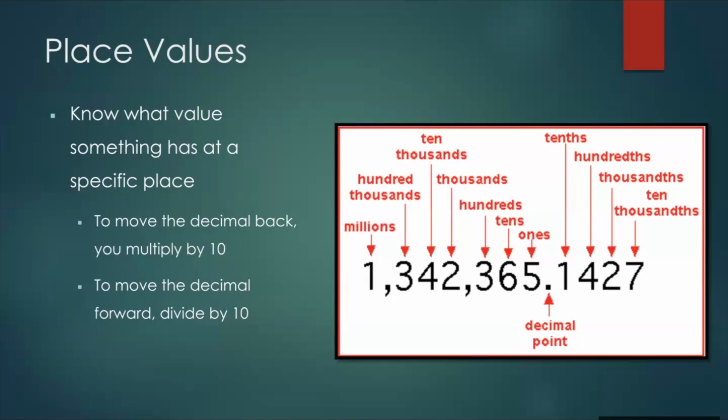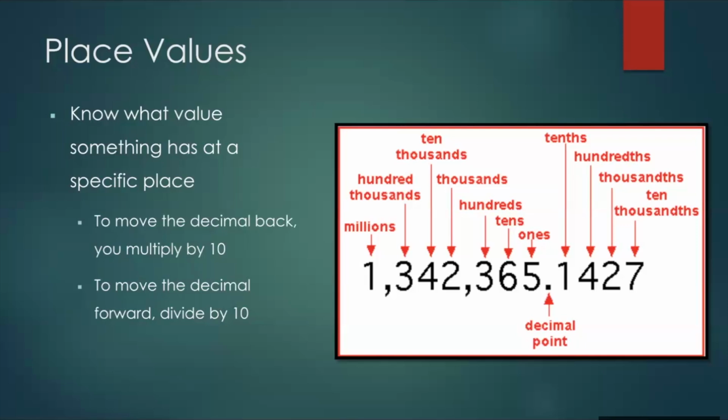All right? So, starting all the way to the right with the 7, that's the 10,000ths place. It's the smallest place value in this case. Then we move to the left. That's thousandths. Then we move to the left again. That's hundredths. Then we move to the left again. That's our tenths place. Then we have our decimal point, which means that everything to the right of it is less than 1.